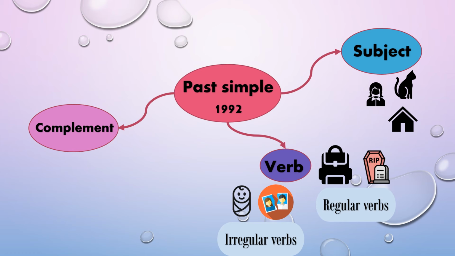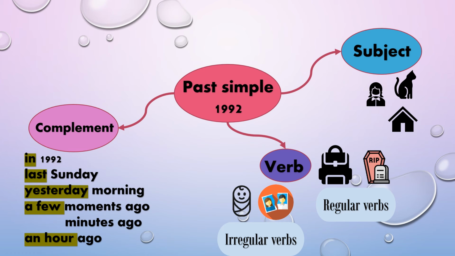Complement. Yes, we have the subject, we have a verb in past simple tense, and now we need a complement. Look at it. You're talking about the past, so you can use whatever you want as a complement, like a date, in 1992, last Sunday, yesterday morning, a few moments ago, a few minutes ago, an hour ago. So this is for the past. Remember that. So that's it. This is the structure for affirmative sentences.